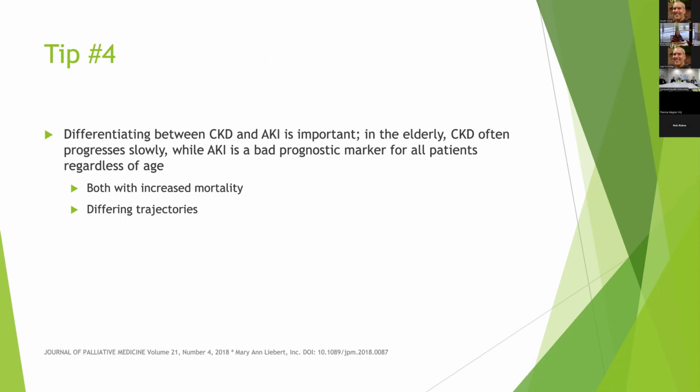Tip number 4. Not quite halfway there yet. Differentiating between chronic kidney disease and acute kidney injury is important. In the elderly, CKD often progresses slowly, while acute kidney injury is a bad prognostic marker for all patients, regardless of age. So think of this especially in your inpatient palliative care consults.